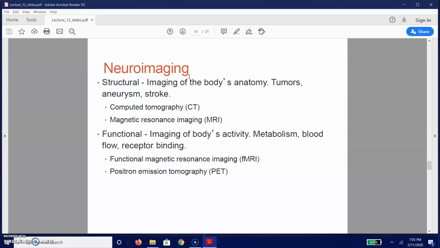There is what is called structural neuroimaging, where we're actually looking at the structure of the brain. So this would be for things like identifying tumors, aneurysms, or strokes. And we can either do that through a CAT scan or magnetic resonance imaging or MRI. For functional neuroimaging, we're actually getting an image of the activity. So we look at things like metabolism, blood flow, or receptor binding. And the two examples that we use for that are fMRI and positron emission tomography or a PET scan.